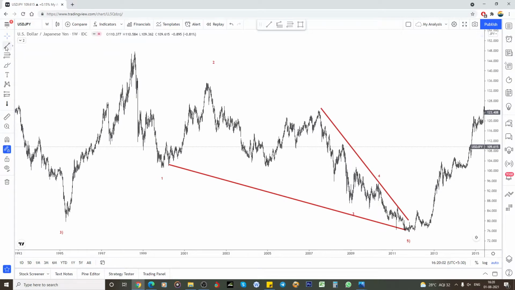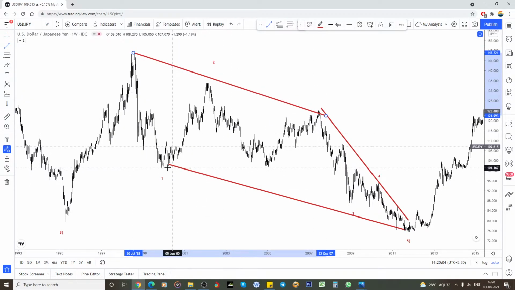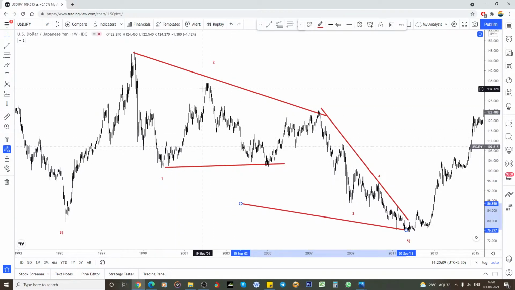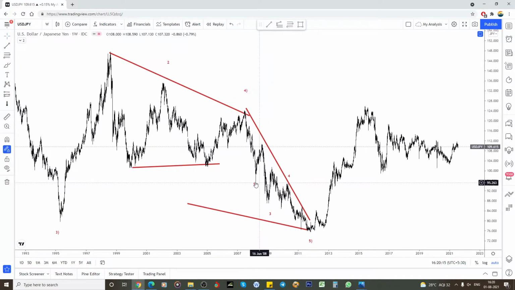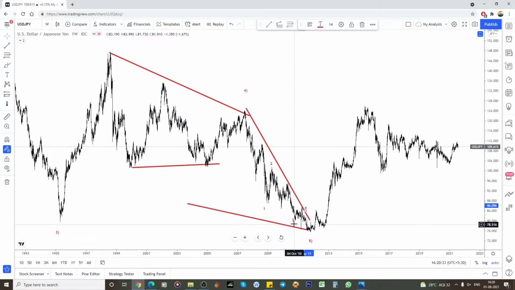Yeah, this could be a triangle also, guys. This could be a triangle also for the fourth wave, and the fifth wave could be here. 1, 2, so 1, 2, 3. ABC is a 1, ABC is a 2, ABC is a 3, ABC is a 4, and ABC is a 5 wave.